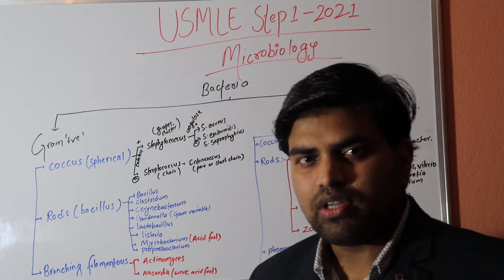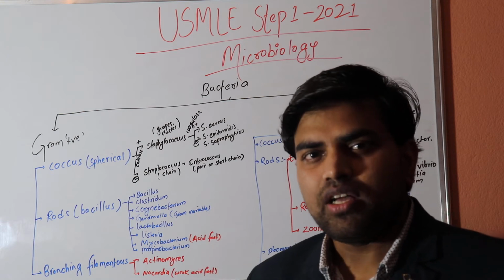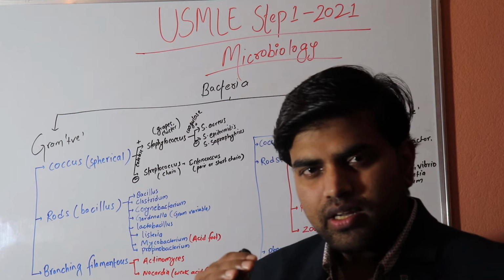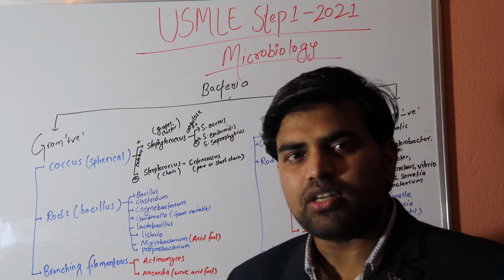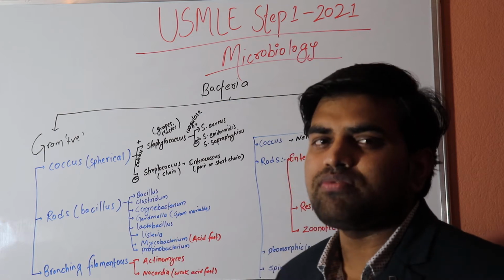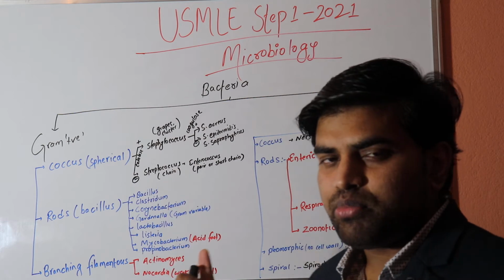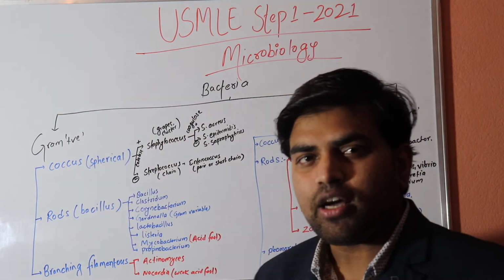The steps are: primary color, then decolorization, then mordant, then decolorization, and then counterstain. So these are the 4 steps. At the end of these 4 steps there are 2 different colors, so this is known as the differential stain as well. At the end of this gram stain procedure, you will get 2 different colors. One will be the crystal violet color, which we call gram positive.